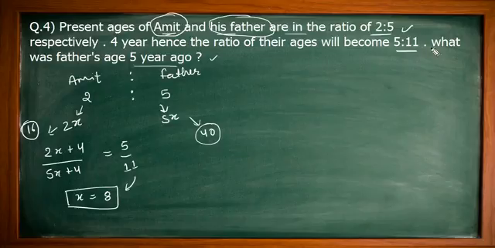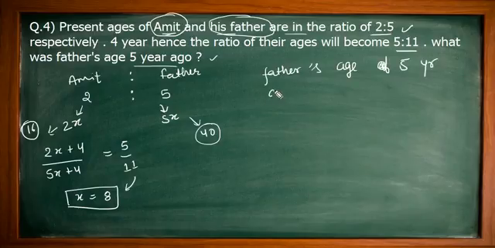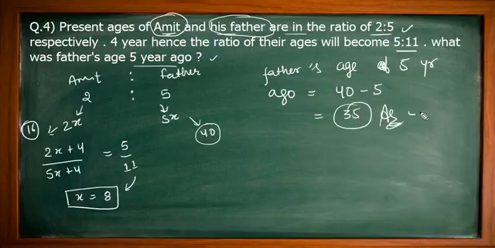But guys, the question is asking in a different way. What was the father's age 5 years ago? So the father's age 5 years ago will be 40 minus 5, it will be 35. That is your answer. Okay, I hope you understand this problem.